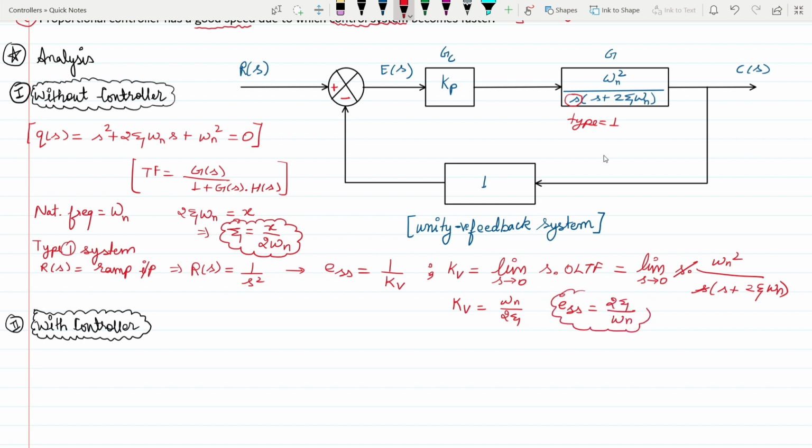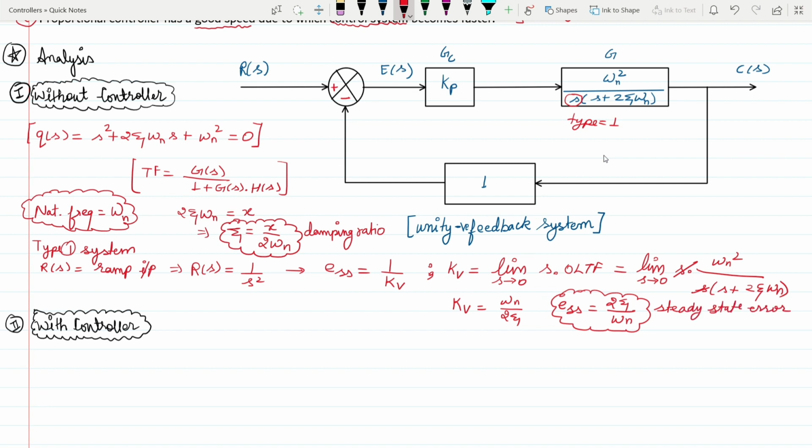Okay, with these parameters only we are going to compare, which are in the cloudy structure. I have kept the natural frequency, the damping ratio, and this is the steady state error.